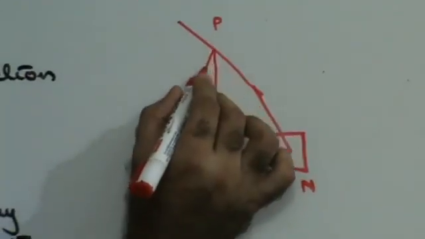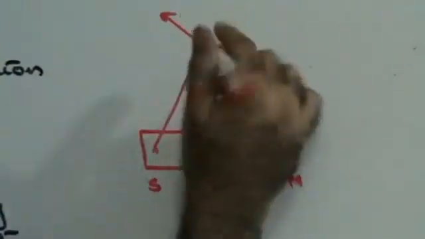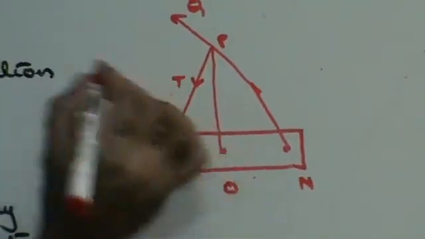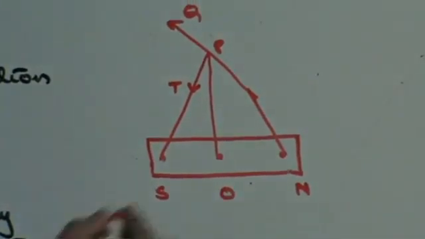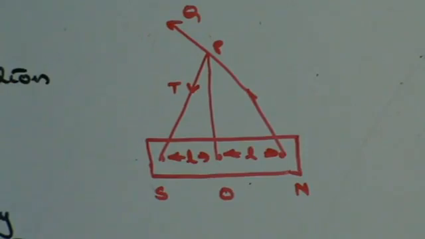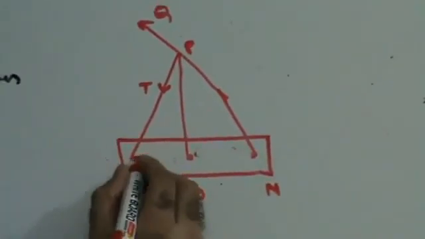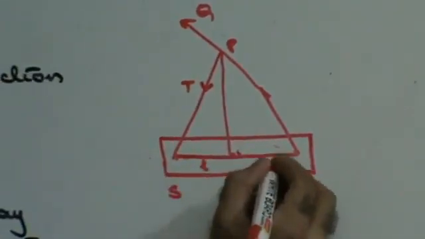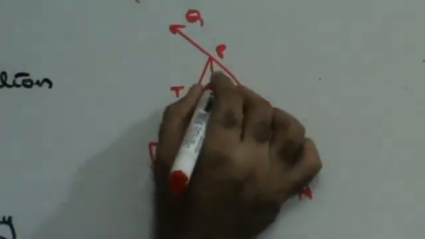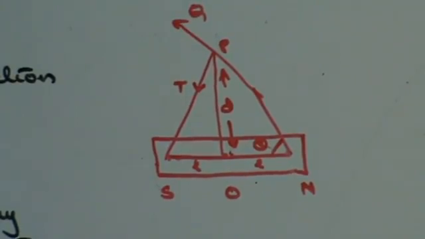Similarly, there is going to be some magnetic induction due to the south pole. Let's assume the north pole exerts a force of, say, PQ, and the south pole exerts a force of PT. Let us assume L is the distance between the center and the north and the south pole. This distance is L, this distance is L, this angle let's assume is theta, and D is the distance of the given point from the center. Let's write all this down before we go ahead.